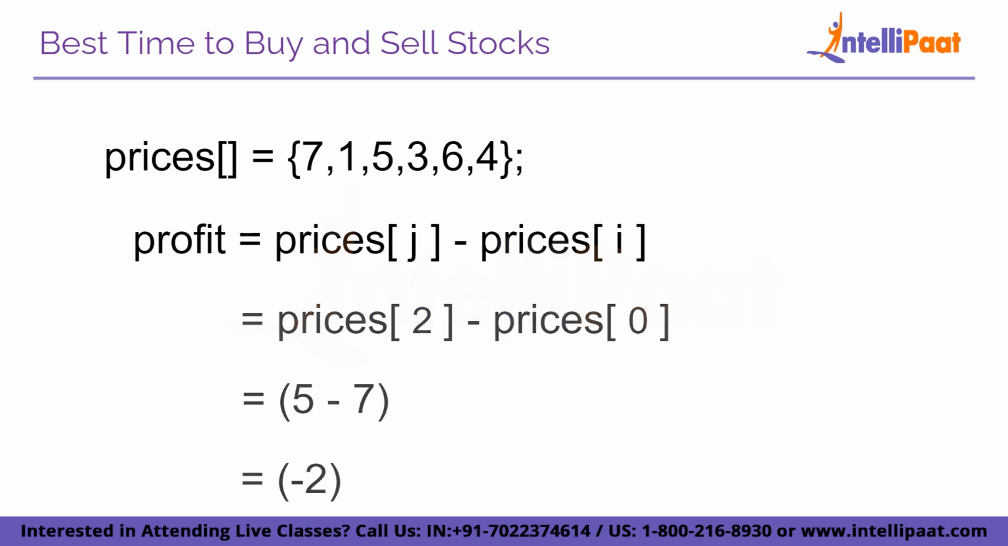Now let's take one more example. At i is equal to 1 and j is equal to 4, profit is equal to prices at index 4 minus prices at index 1, that is equal to 6 minus 1, which is equal to 5. Here we can see that profit is greater than maximum profit, hence we will update the maximum profit to 5. Now let's try to execute the code.